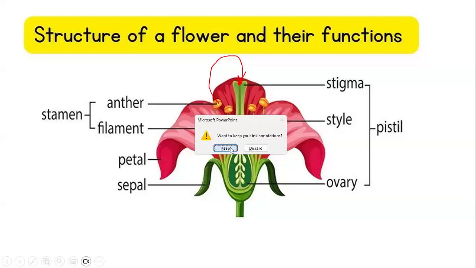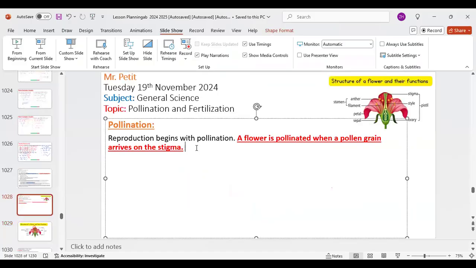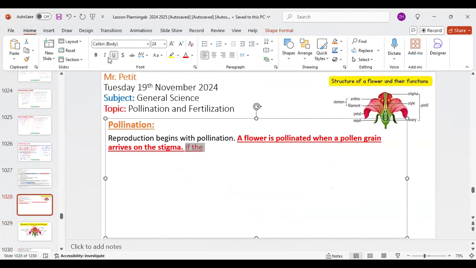So a flower is pollinated when the pollen grain arrives on the stigma. We're going to differentiate self-pollination versus the other type of pollination. So very important now. Let me put this in blue. If the pollen grain is carried from the anther to the stigma on the same flower, this is called self-pollination.